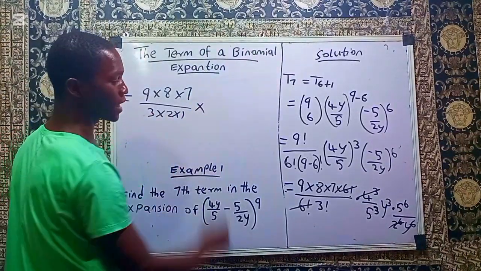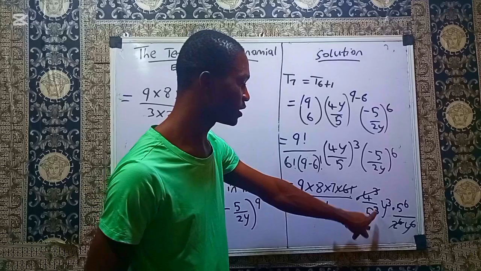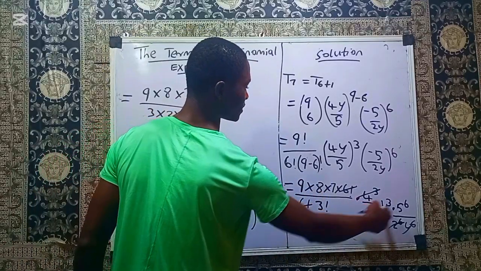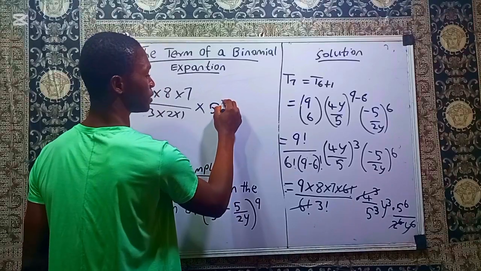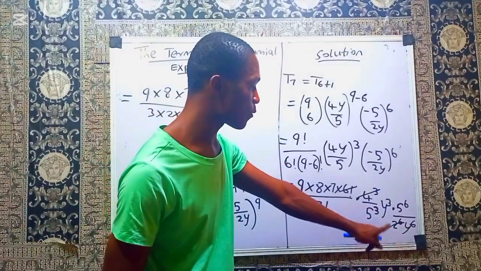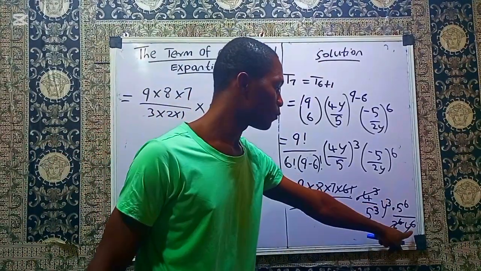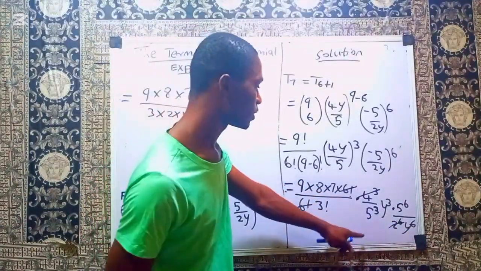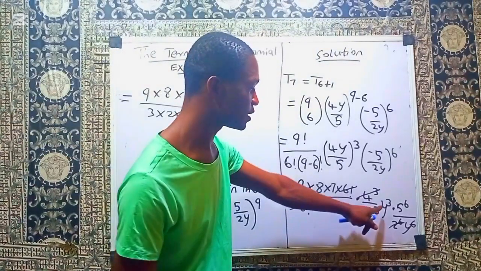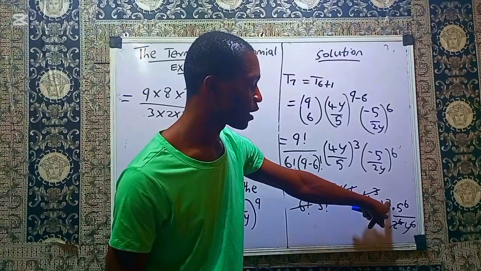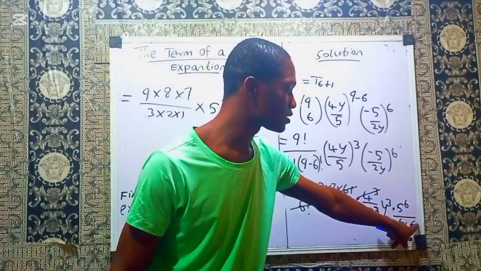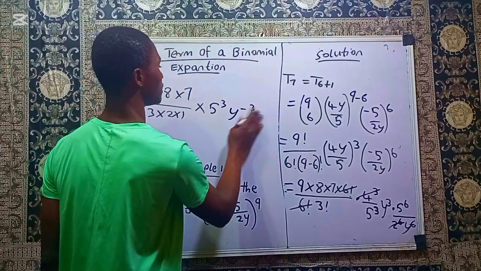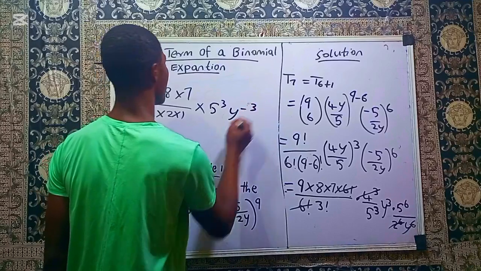Then multiplying. So what is remaining here is 5 raised to power 3 from the simplification of this and this. We'll simplify the index of y. We'll have y raised to power 3 here and y raised to power 6 down here. If you use the law of indices, you subtract the index. So 3 minus 6 will be what? Minus 3. So we have y raised to power minus 3.